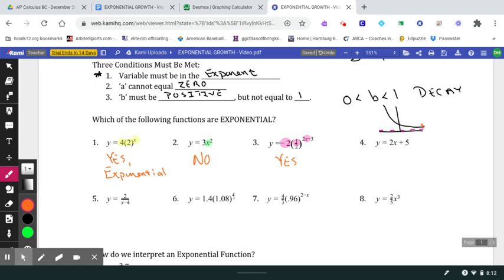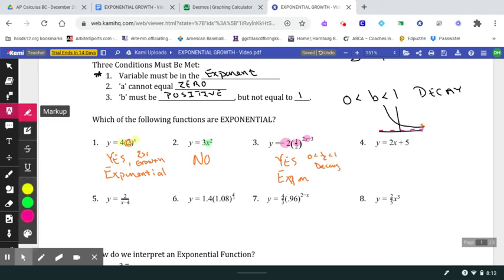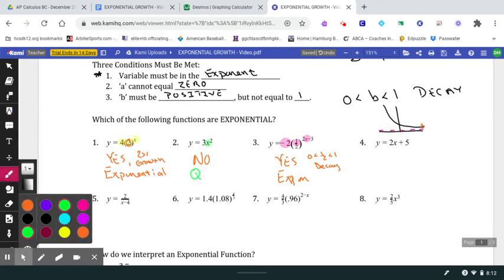And in this particular case, it happens to be a decay function, whereas this first one over here with the 2, because 2 is bigger than 1, it's growth. And then over here, the 1/2 falls between 0 and 1, so we'd say it's a decay model. On this next one, number 2 was an example of a quadratic function, it wasn't an exponential. Number 4 is an example of a linear function.